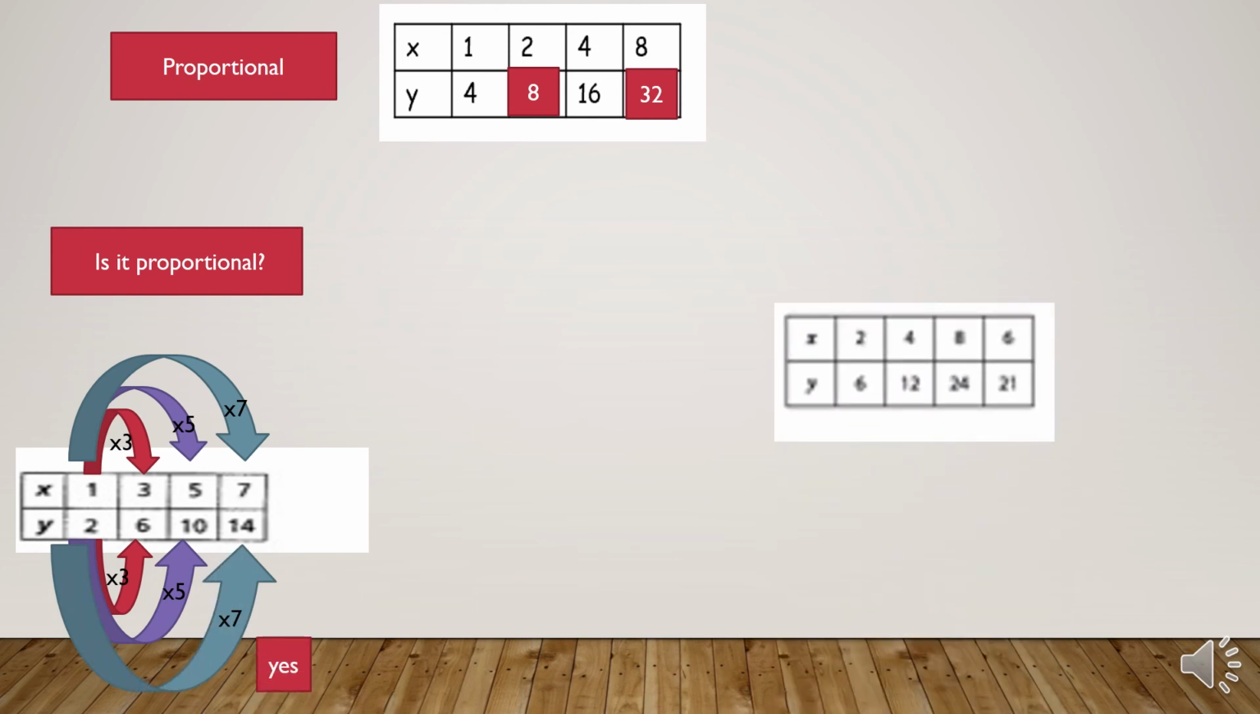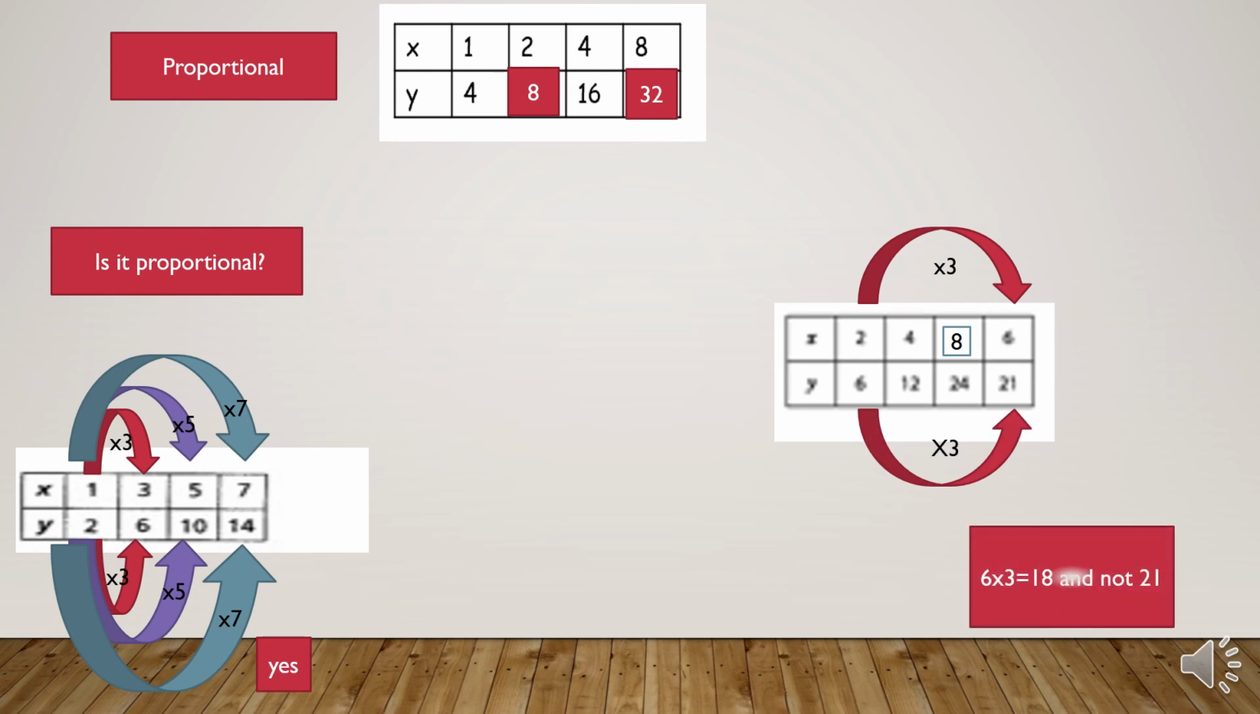Let's check this one. 2 times 2 is 4, so 6 times 2 is 12. 2 times 4 is 8, so 6 times 4 is 24. But if you look at the last one, 2 times 3 is 6, and 6 times 3 is 18 and not 21. So this one is not proportional, and we are going to take this one in specific detail in the next lessons.